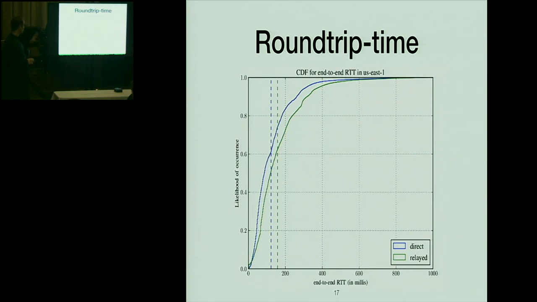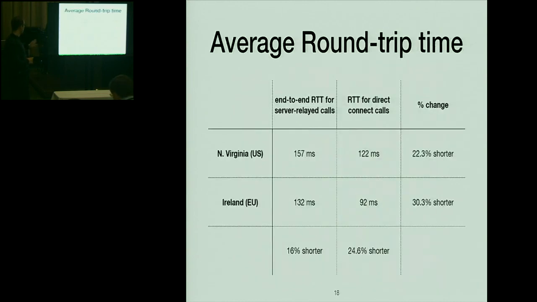Now about the round trip time, in this graph we see the cumulative distribution of the RTT for direct connect calls, calls that are directly connected through peer-to-peer, and relayed calls, either through TURN or our SFU. The blue line is the cumulative distribution of RTTs for direct connect calls, the green line is for the relayed calls, and the vertical dashed lines represent the averages. So we can see that we have made the RTT smaller by allowing direct connections to be established. We're going to see exactly by how much.